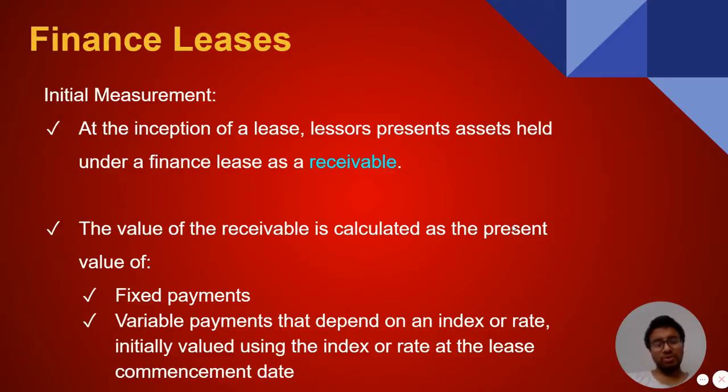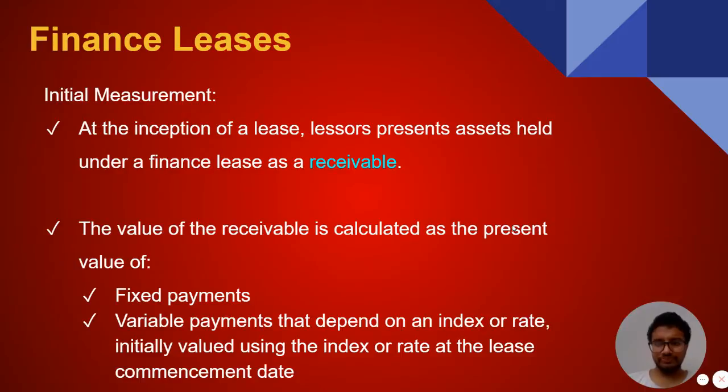Then finance lease, how do we measure it? Initial measurement will be at the inception of the lease. The lessor presents the asset held under a finance lease as a receivable, right? So that will be a receivable in the books of the lessor. And what will the value of the receivable include? Basically, the lease liability that will be recorded by the lessee will be the thing that is recorded by the lessor.